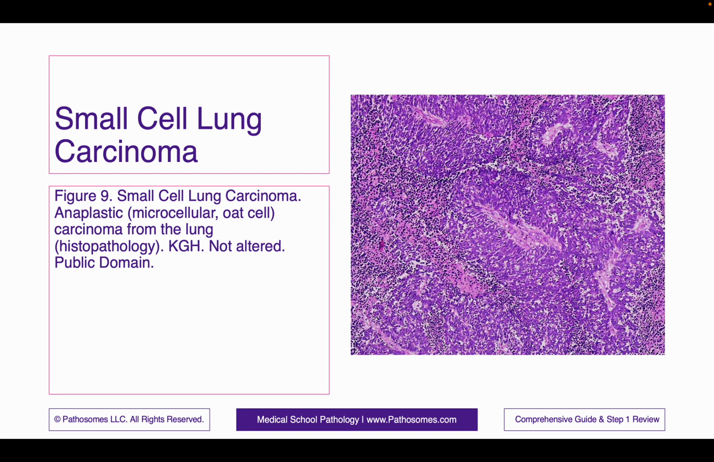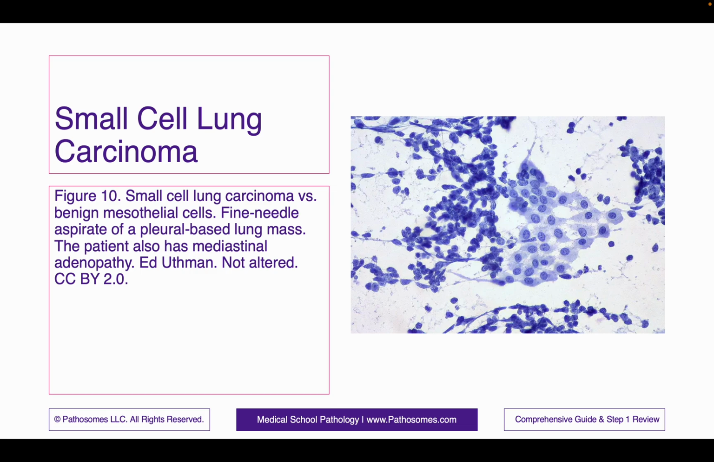And here we have imaging from a patient with anaplastic, also known as microcellular or oat cell carcinoma from the lung, which is a type of small cell lung carcinoma. Small cell lung carcinoma should be distinguished from benign mesothelial cells, right? And we can see that with this FNA specimen.